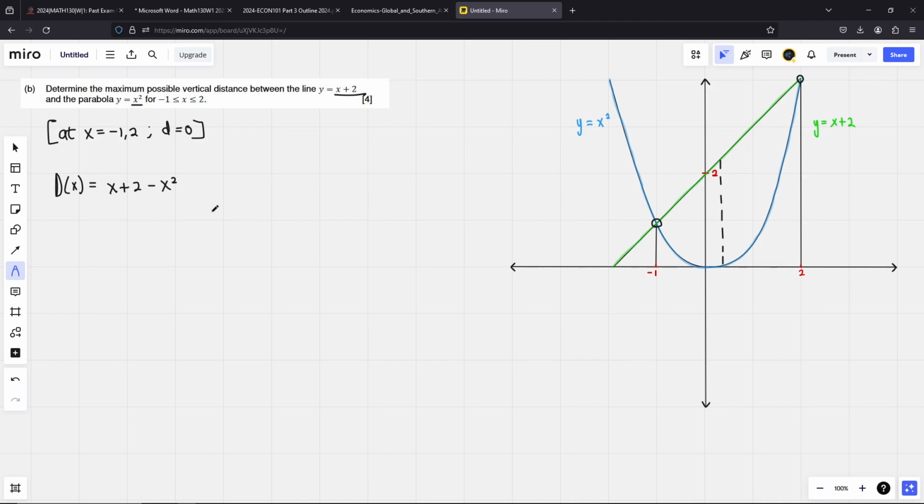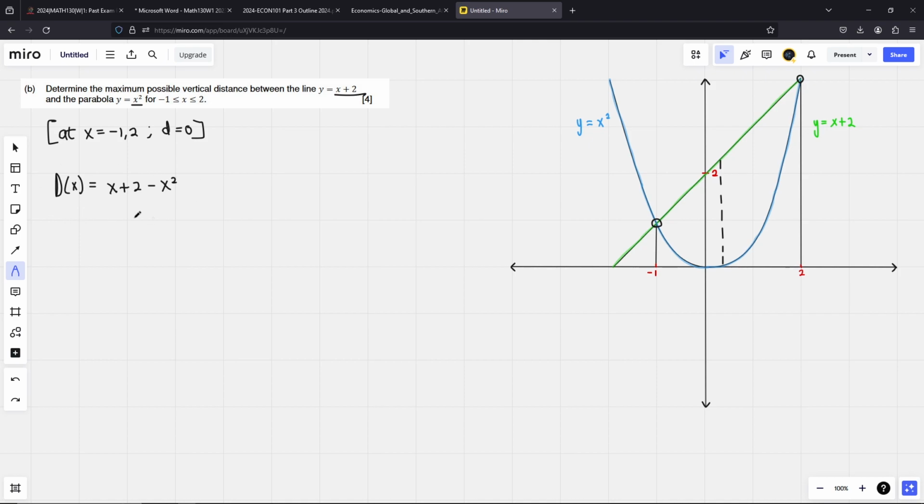So let me prove this. I said I was going to prove this. So let's take 2. We know the distance at x = 2 is going to be 0. So let's put 2 in here. So 2 + 2 minus 2² — that's going to be 4, and this is also going to be 4. And what do you know? The distance at x = 2 is going to be 0. So we know this is true. We know this gives us the distance at any x value.